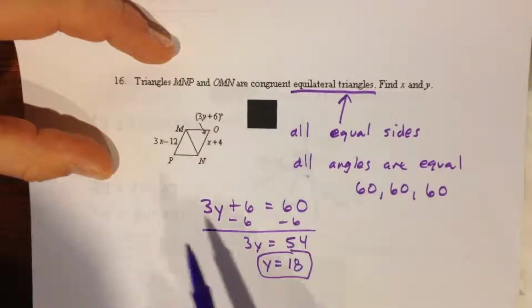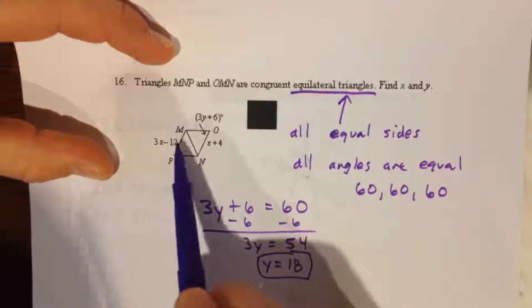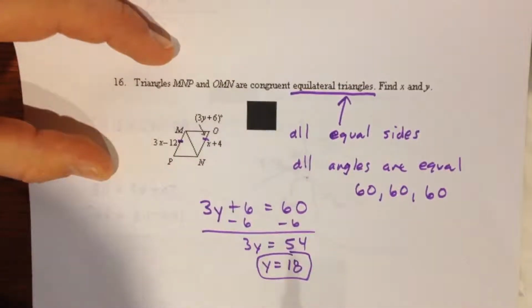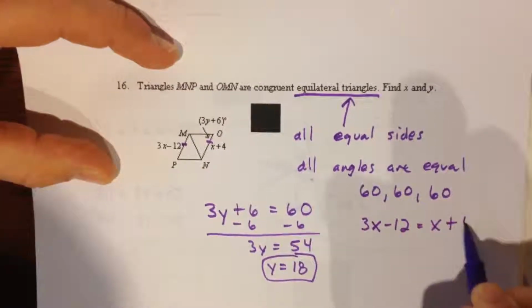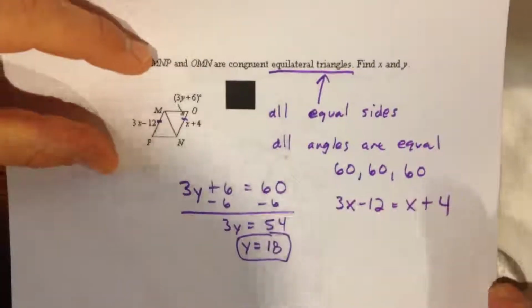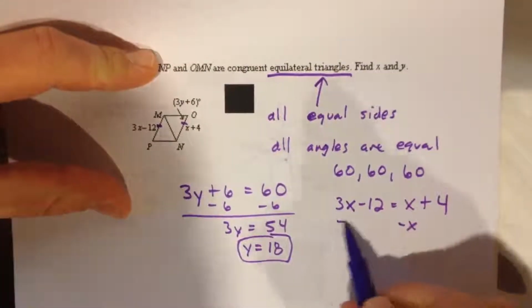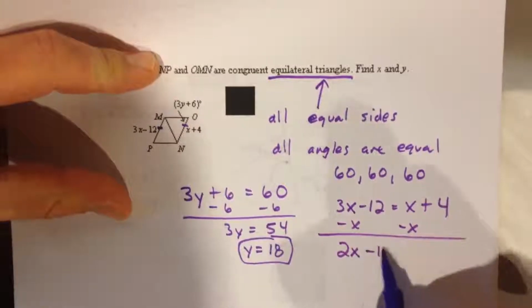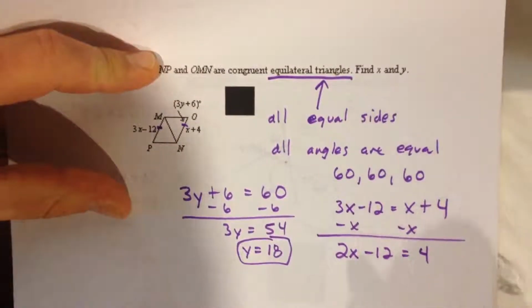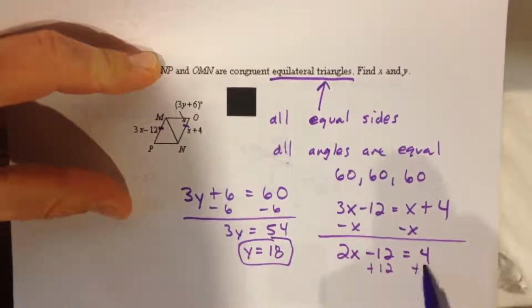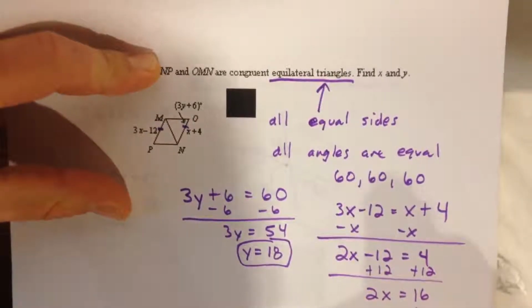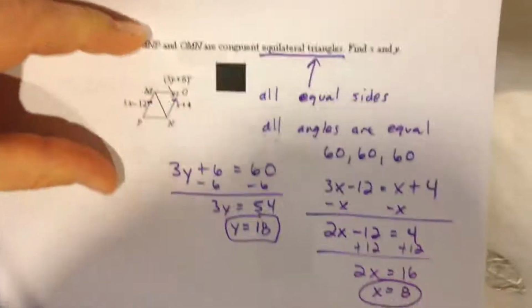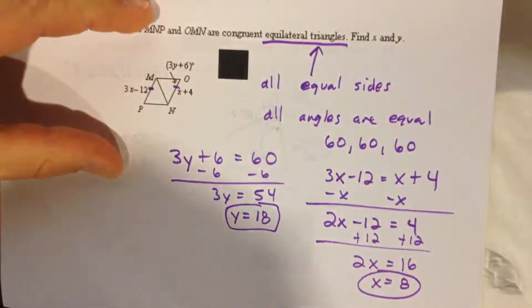Their angles are 60. And then, since these are congruent triangles, I know that those two sides are equal. So I can take those two expressions and set them equal to each other. Once you do that, subtract x from both sides. Get 2x minus 12 equals 4. Add 12. 2x equals 16. X equals 8. Alright, so y equals 18, x equals 8.